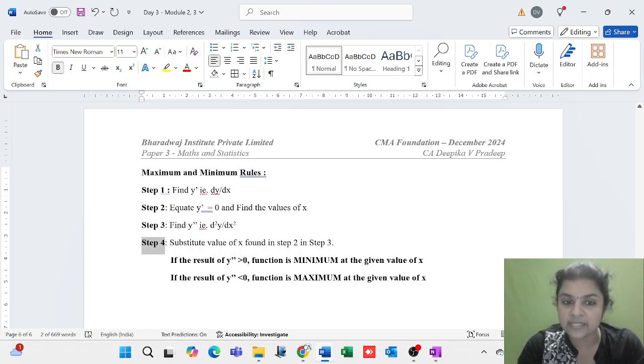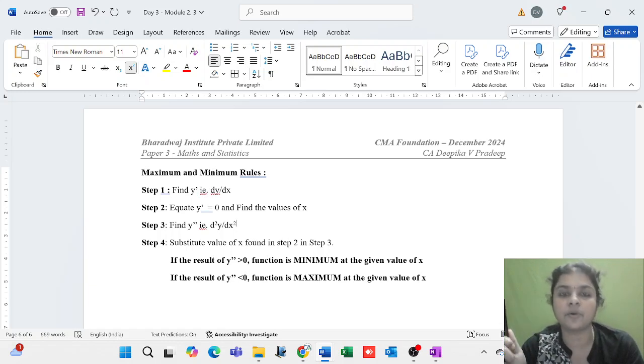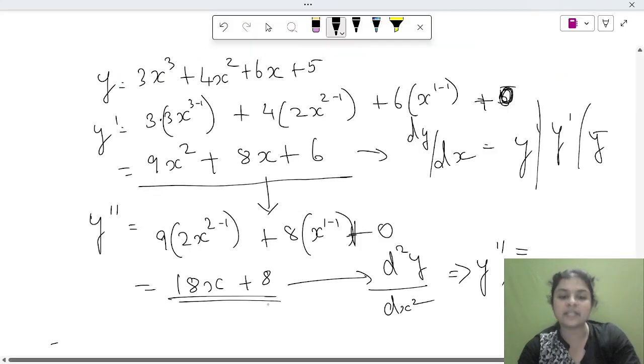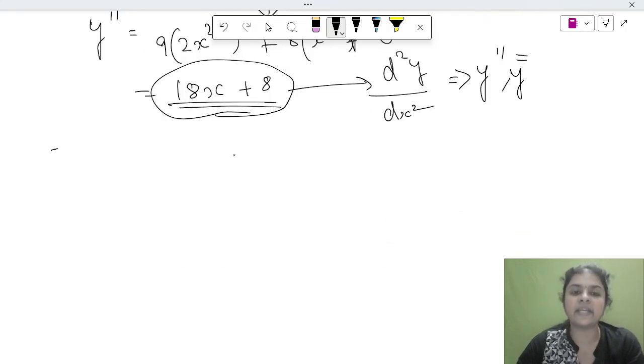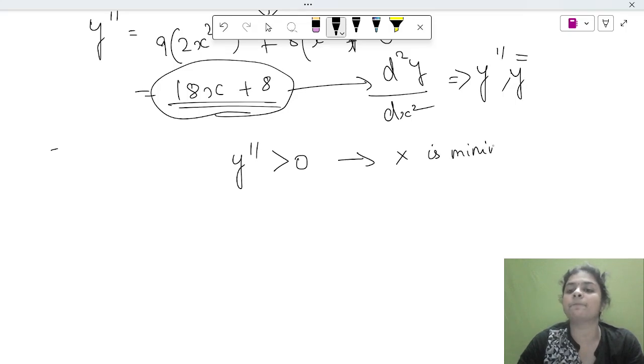Which means the value of x that you have got, you should substitute in this second order equation, and you will now get a final answer. And if that final answer of y double dash is greater than 0, then it means the value of x is minimum. And if the y double dash result is less than 0, then it means the value of x is maximum.